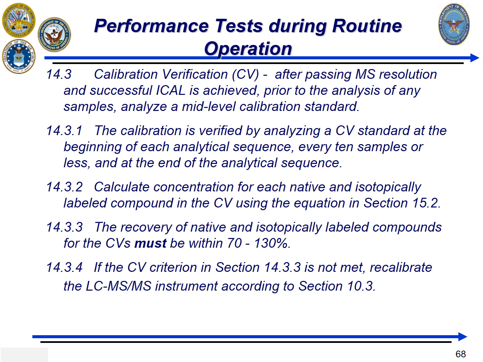The calibration verification standard has to be analyzed at the beginning of each analytical sequence, after every 10 samples or less, and at the end of the analytical sequence. This is standard. This is the old requirements of B-15, nothing new here. You calculate the concentration of each native and isotopically labeled compound in the CV using the equations in the method. And the recovery of the native and isotopically labeled compounds in the CCVs or CVs must be within 70 to 130% criteria. If the criteria is not met, you have to recalibrate the instrument according to Section 10.3.